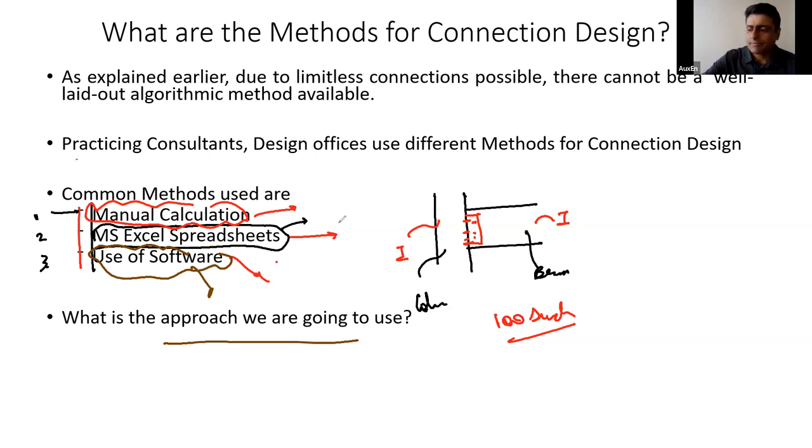See, Excel spreadsheets, when is using an Excel spreadsheet advantageous? You cannot make an Excel spreadsheet for all the connection types, right? So when is this of advantage? When is using an Excel spreadsheet of advantage for you? When you are going to do a repeated work, correct? So if you are going to do some repeated work, then using Excel spreadsheets is of advantage.